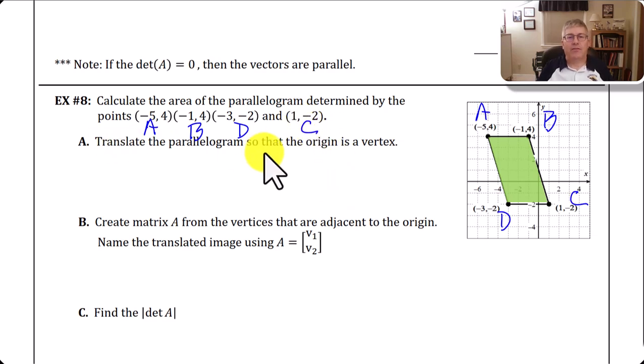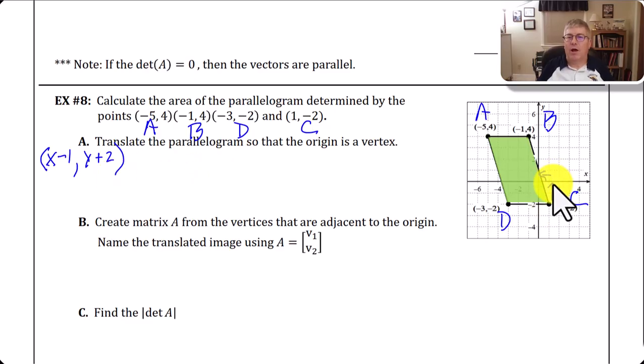Now we're asked to translate the parallelogram so that the origin is a vertex. So we've got some options here. I definitely need to raise this up 2 units and shift 1 unit to the left. Really, that would take C and make it the origin. So my translation for my ordered pairs is x minus 1. We're going to subtract 1 from every x value, and we're going to take every y value and add 2 to it.